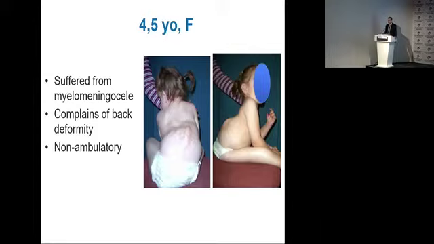This is another one, a 4.5 year old young lady, and she suffered from meningomyelocele. It's a very typical patient. She had a lumbar kyphosis together with thoracic hypokyphosis. Of course, she needs to sit in an erect position, and in order to sit erect she needs compensation. That's why she had this kind of lordosis, maybe hypokyphosis or lordosis, we can say.